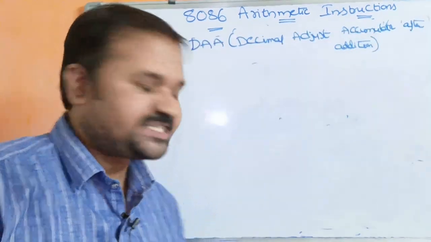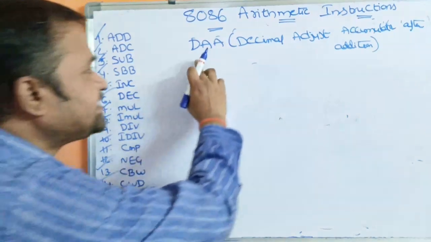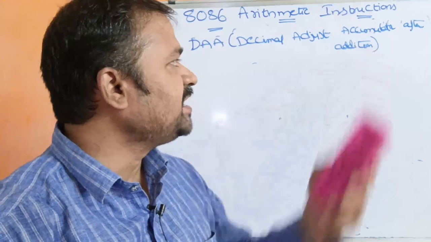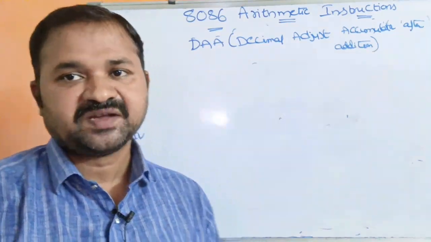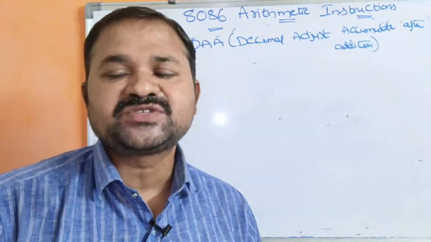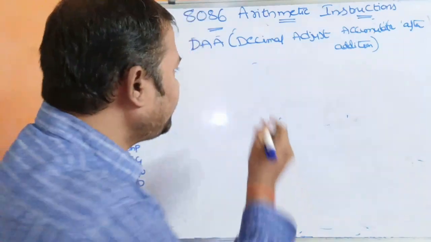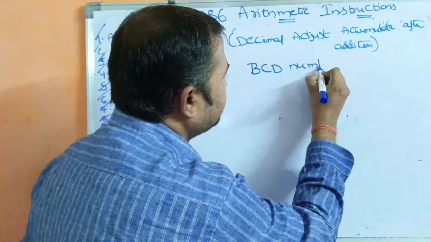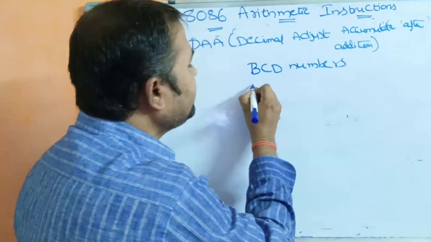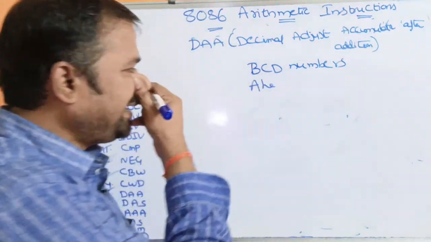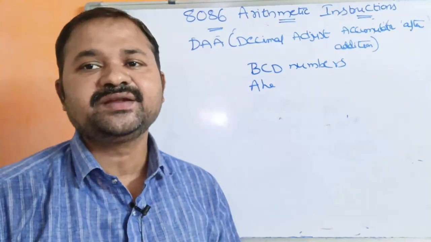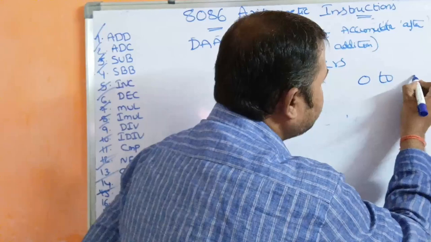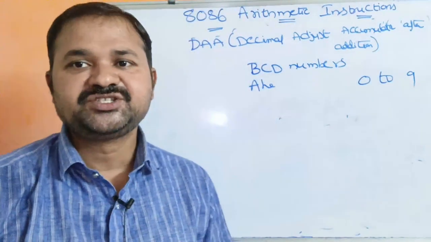Now let us see the next instruction. The next instruction is DAA. DAA stands for Decimal Adjust Accumulator after addition. The DAA instruction is mainly useful to perform addition operation on BCD numbers. Here the result will be stored in AL only. After performing the addition, the result will be stored in AL only. We know the BCD numbers are from 0 to 9.